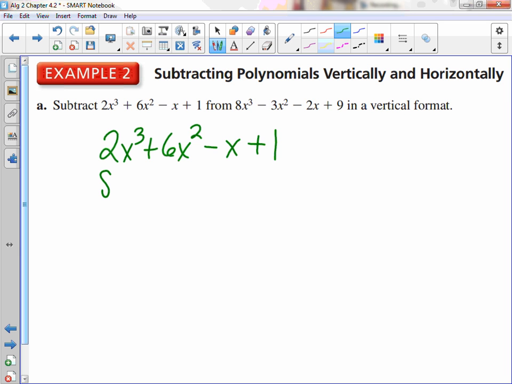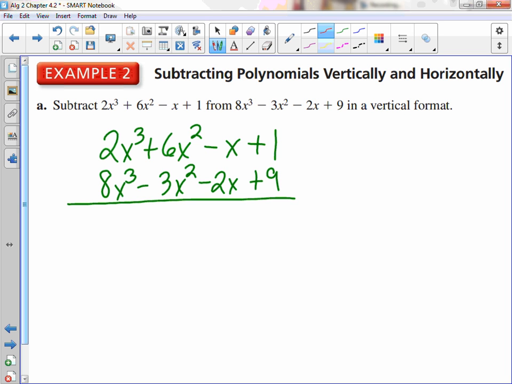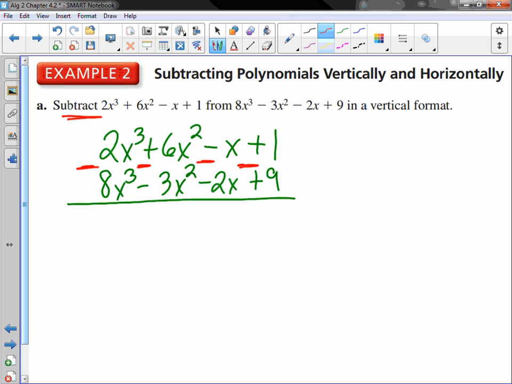We have 8x cubed minus 3x squared minus 2x plus 9. So far, nothing's different from addition, correct? But this time we are subtracting. So this one here, it would be good to write that negative, that subtraction sign all the way through. Addition's not too bad. Subtraction, it's going to help us keep things straight.